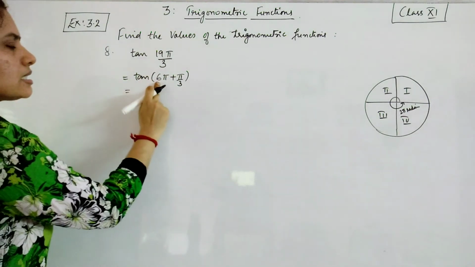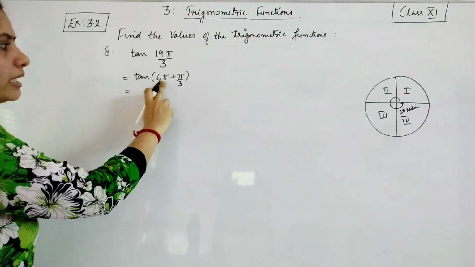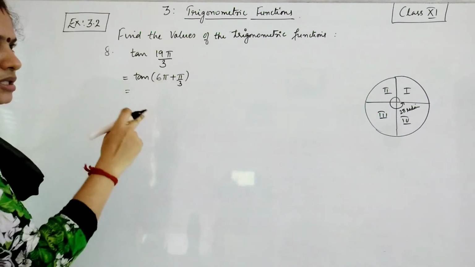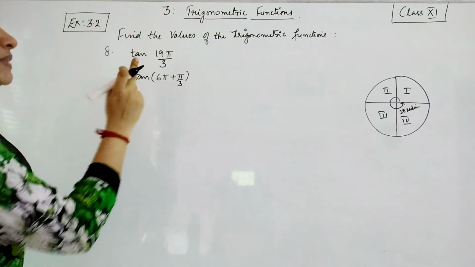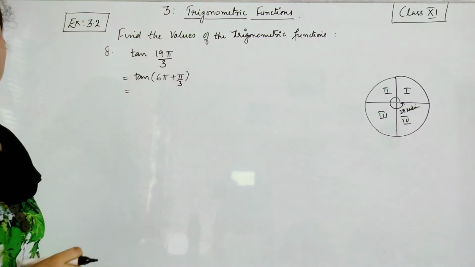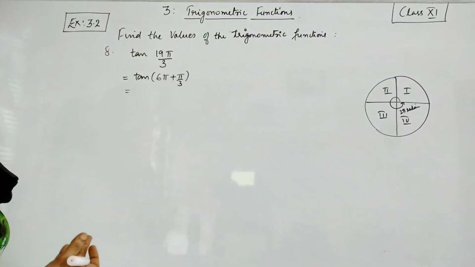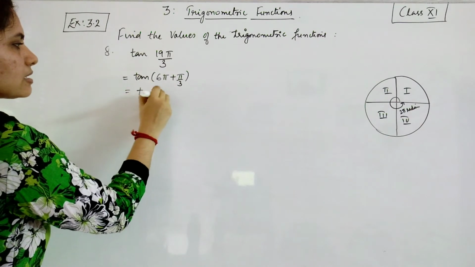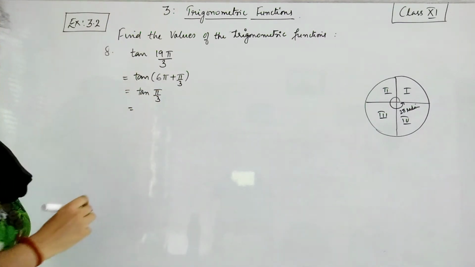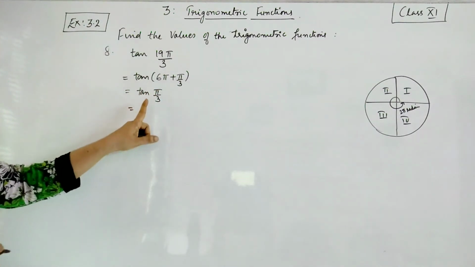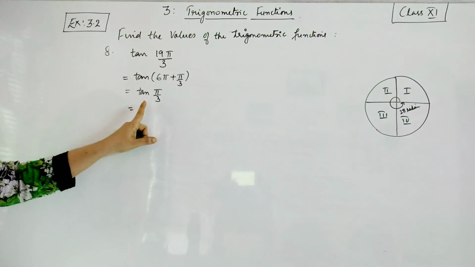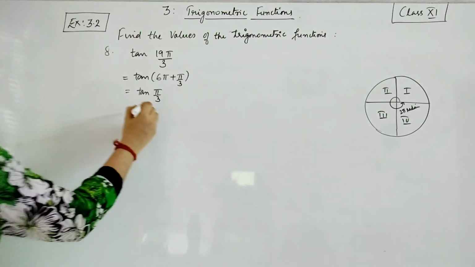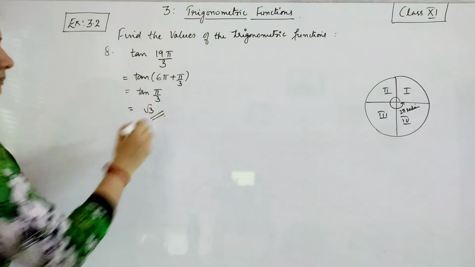Again it is a multiple of 2 pi. 2 pi into 3, that means after 3 revolutions it is coming to that point, and the value will be, again it is plus pi by 3, which means the first quadrant, so it is positive, and the value will be tan pi by 3 itself. And what is tan pi by 3? Pi by 3 means it is tan 60 degrees. How much is it? It is root 3.